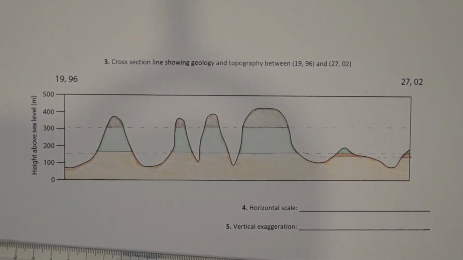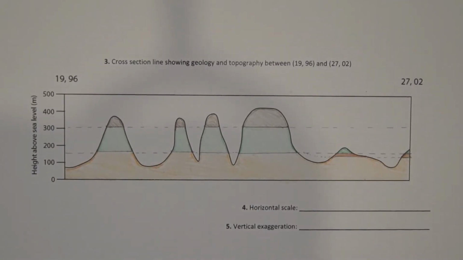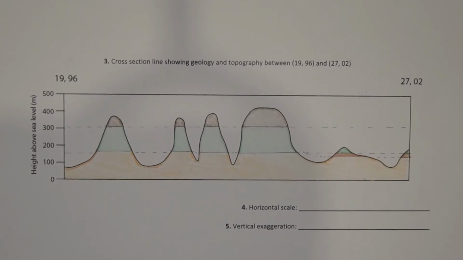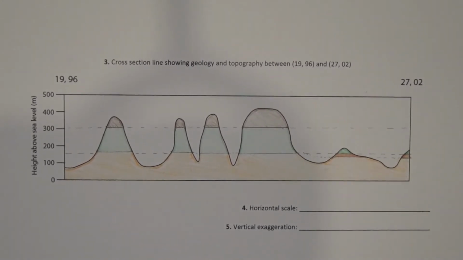Okay, that's our cross section, and now what we need to do is move on, I think, to the good housekeeping measures, giving this cross section useful scales, giving it a key so that people can understand what exactly it is that we've drawn. Okay, so the first thing that we need to do is give our cross section a horizontal scale.